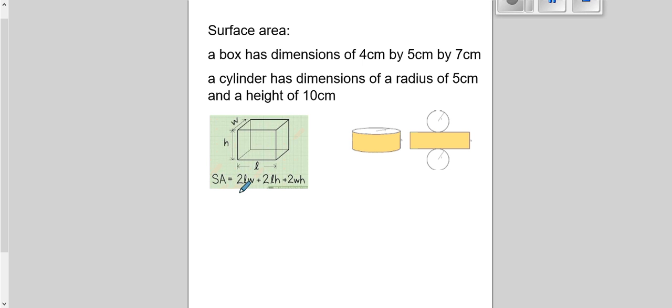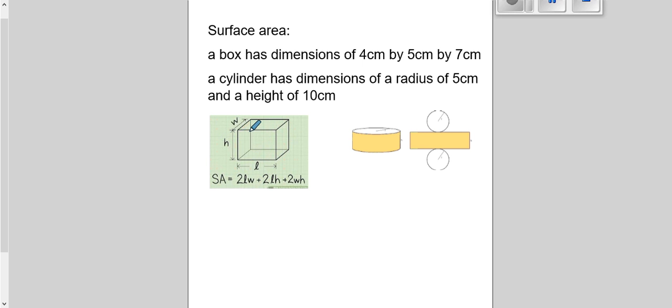Our surface area formula is surface area equals 2LW plus 2LH plus 2WH. But really, what that means is you're finding the area of the outside of the box. So if they ever ask you how much packaging you would need in order to create the box, that's what they mean. It's almost like wrapping paper. How much wrapping paper would you need to wrap the outside of the box? So that's what surface area means. It's the outside area of the box.